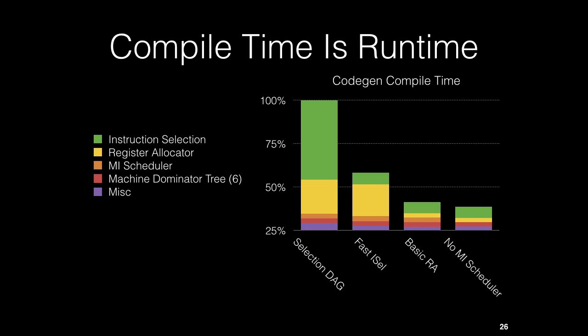For example, here, this is just codegen compile time, which accounts for over 60% of the overall compile time. Our reduced optimization pipeline only needed 30% of the compile time. So that shouldn't be. And you can see on this slide, for example, that we spend a ridiculous amount in instruction selection. Selection DAG, we should replace it.